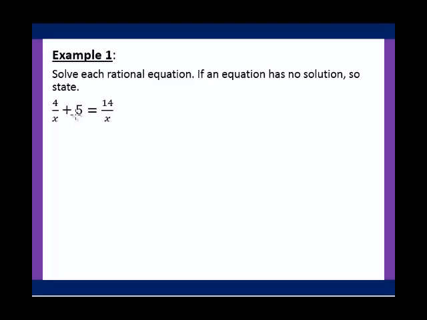So first thing we want to do is make this 5, we need to think of it as 5 over 1, because what we want to do is figure out what the common denominator for all of our denominators would be. We're going to multiply by it, and then things are going to cancel out so we don't have fractions anymore, which is a great situation to have.